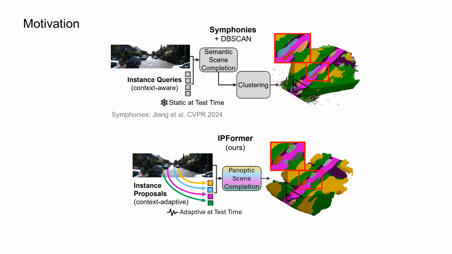To address these limitations, we introduce IPFormer, a 3D vision transformer designed to address panoptic scene completion. IPFormer directly initializes these queries as instance proposals from image context, which preserves context adaptivity even at test time, effectively aggregating directed features to improve PSC performance.